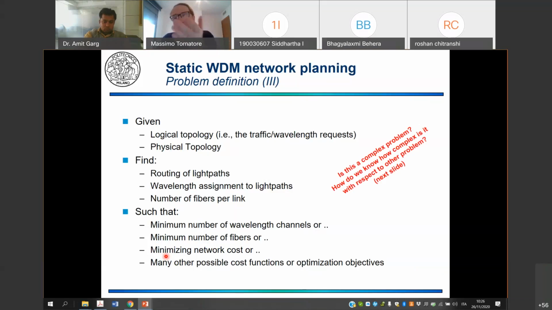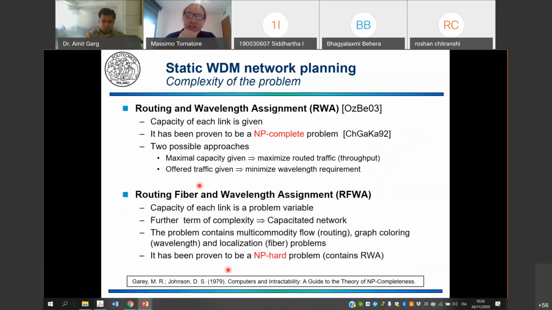Is this a complex problem? Yes, it is a very complex problem. If we solve it only in its RWA version, it is NP-complete. If we solve it also with fiber assignment, it's indeed NP-hard. So it's a very complex problem.